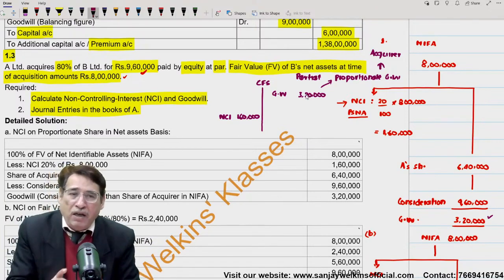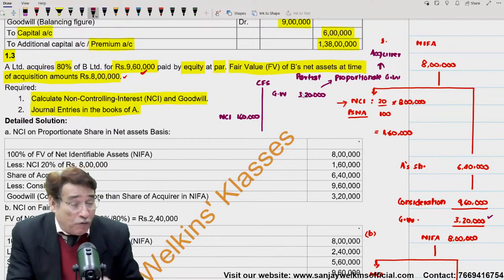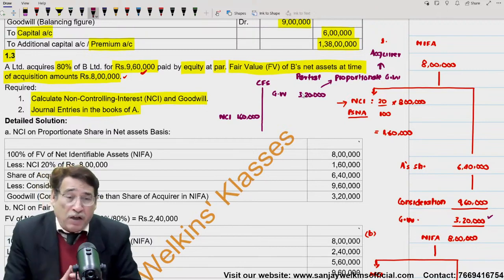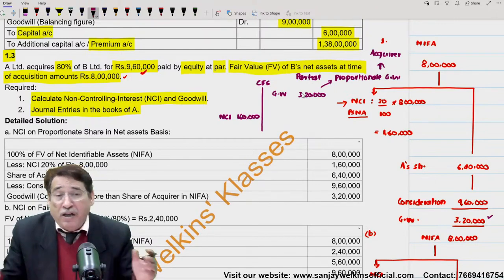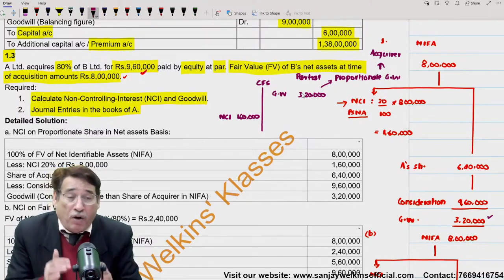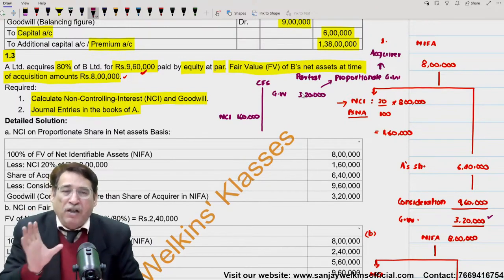Whenever NCI is computed on a PSNA basis, the amount of goodwill which gets reflected in the consolidated financial statement reflects the partial or proportionate share indirectly. It means it shows the share of the acquirer only, the share of the parent only. Is it clear to you or not?